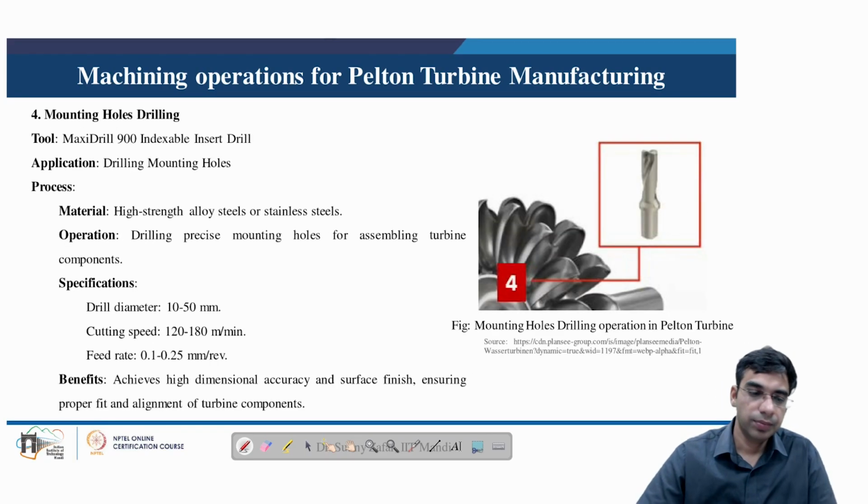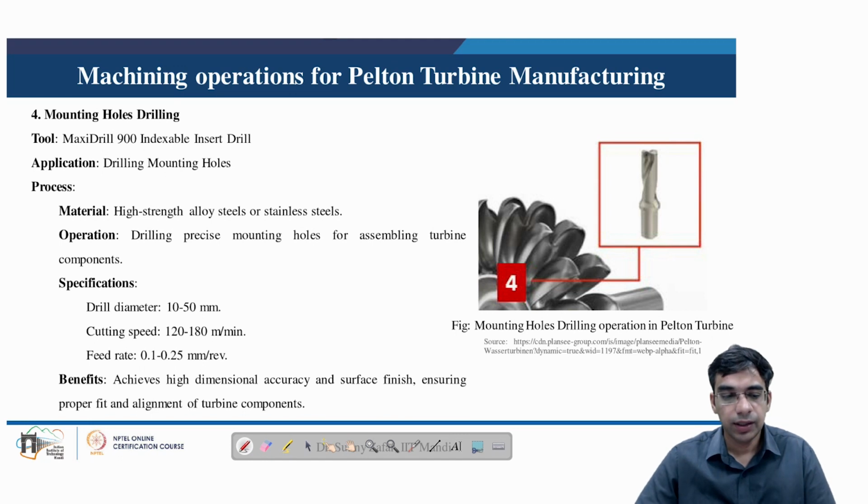In the fourth component, which involves mounting hole drilling, a maxi drill indexable insert drill is used, with which we develop the mounting holes via drilling, that is, the holes are created. So in this case also the workpiece material is the high strength alloy steel or the stainless steel. So drilling this precise mounting hole is essential for assembling the turbine components.